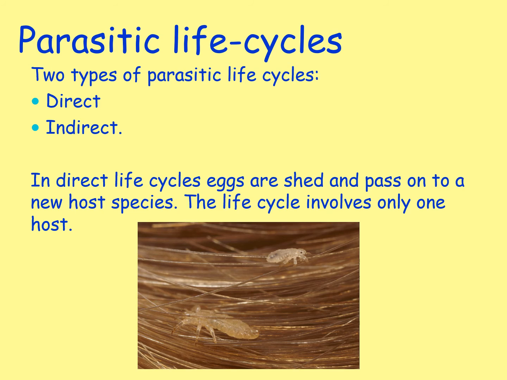Now, the last thing we're going to take a look at is parasitic life cycles, and these can be split into two categories: direct life cycles or indirect life cycles. Direct life cycles are probably the most straightforward. What happens in a direct life cycle is eggs are shed and then they'll pass on to a new host species, and the life cycle only involves one host. So again, a really good example of this is head lice. Within head lice, the eggs are shed and then through direct contact they will be passed on to another primary host and so on and so forth.